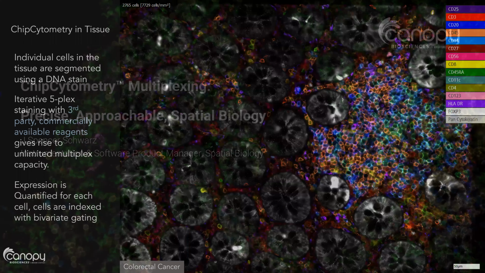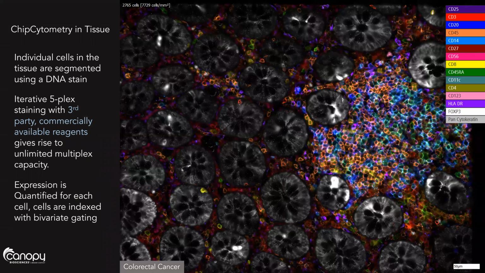Okay, so ChipCytometry is, in its essence, a cyclic immunofluorescence staining protocol. We're going to take your piece of tissue, and it doesn't really matter what it is, as long as you can section it or pipette it onto a cover slip. We're going to go through rounds of iterative staining with commercially available third-party antibodies. Anything you can get from BD or BioLegend, anything that you're already using for flow or for IHC, we can use. We don't have any proprietary reagents or anything like that. We'll get through some of the consequences and the good stuff that comes out of this.